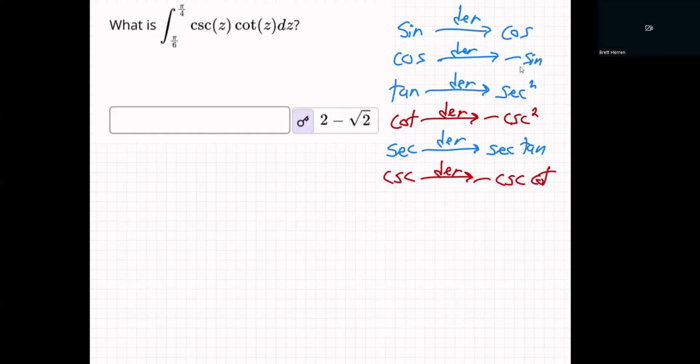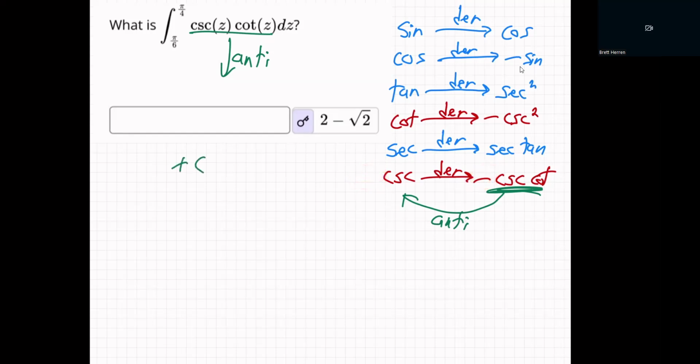All right, with that in mind, what I want to do is the antiderivative of cosecant cotangent. So you see cosecant cotangent right here. So for the antiderivative, I want to go back this way. But is it positive or negative cosecant? Well, you see how the sign has to change? So it's going to be negative cosecant.